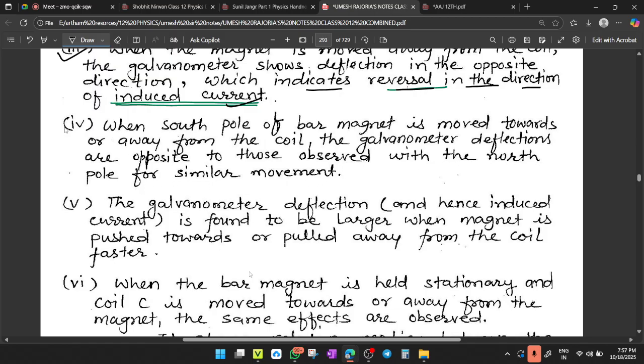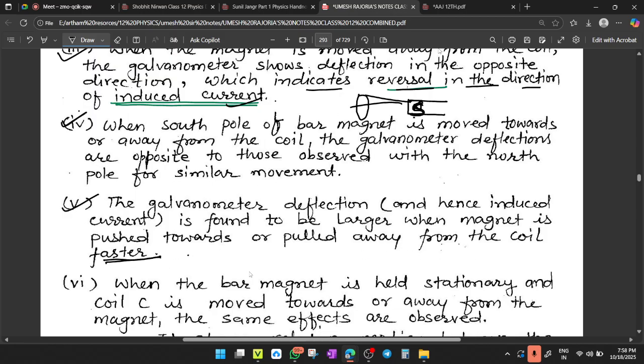Yes. So same experiment Michael Faraday and Henry performed, but this time with the South Pole. Previously, they took the observation with the North Pole, but now they took the observation with the South Pole. Okay, and they have seen similar results. The galvanometer deflection and hence induced current is found to be larger when the magnet is pushed toward or pulled away from the coil faster.